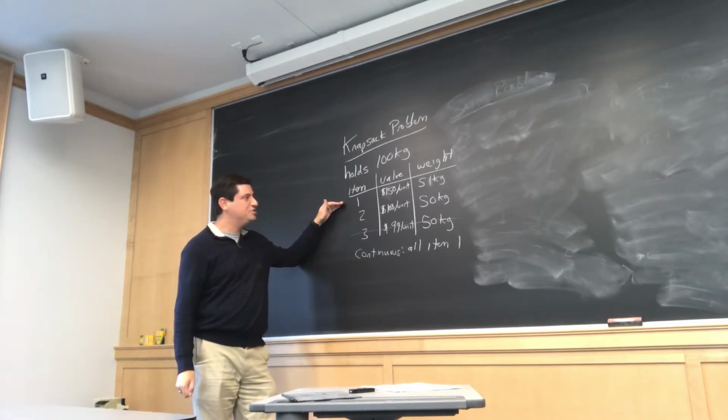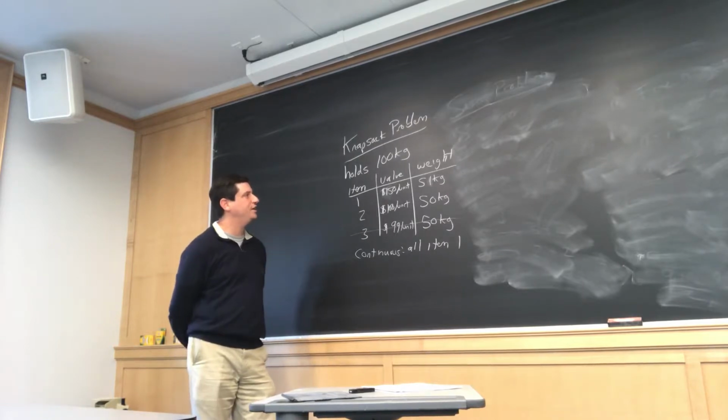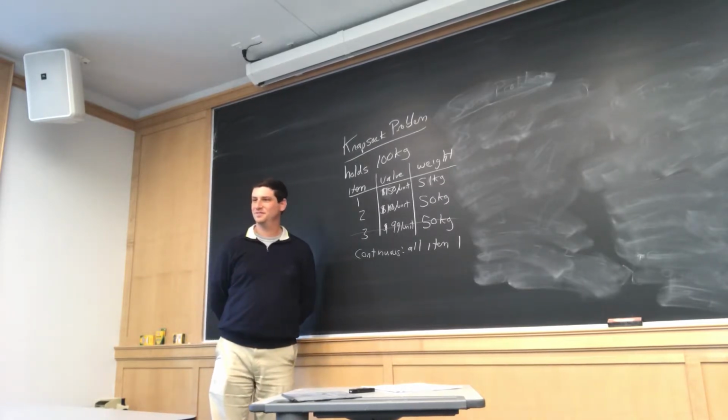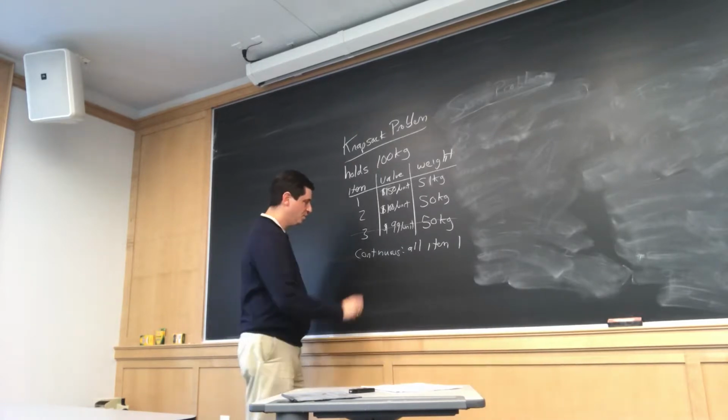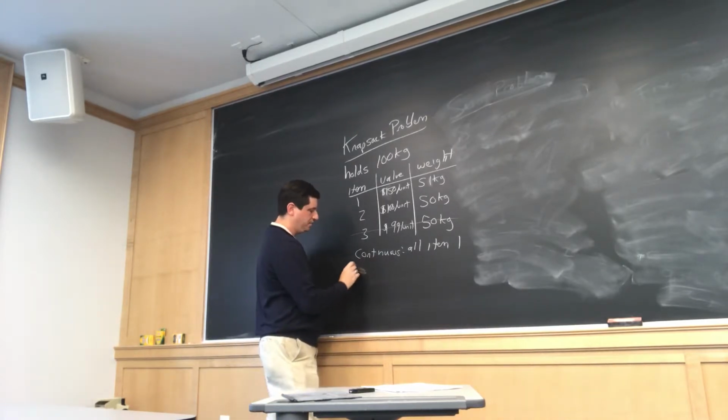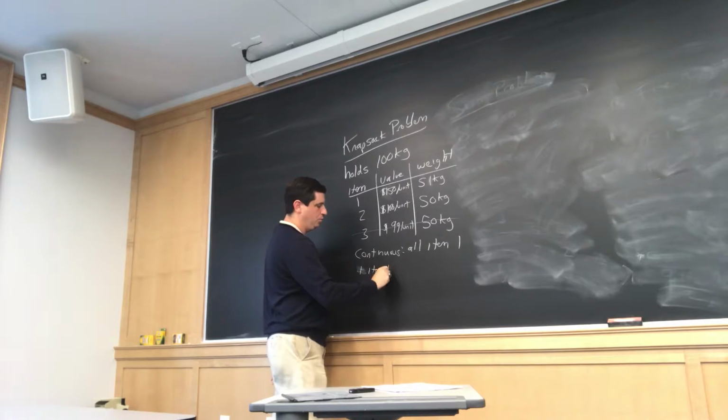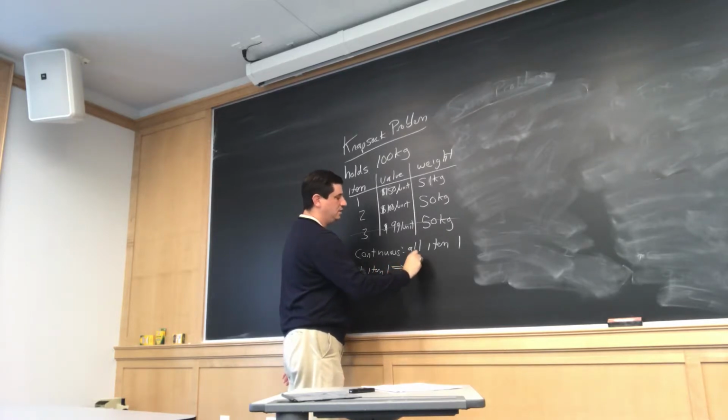So if we do things discretely, what are your choices if you could have 100 kilograms? Yes? So you can only have one of item 1. So you could have one item 1, and that will give you $150. Or what could you do here?